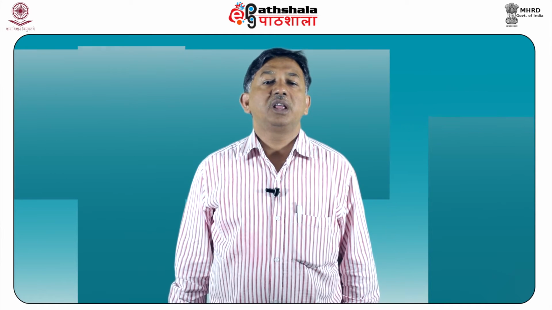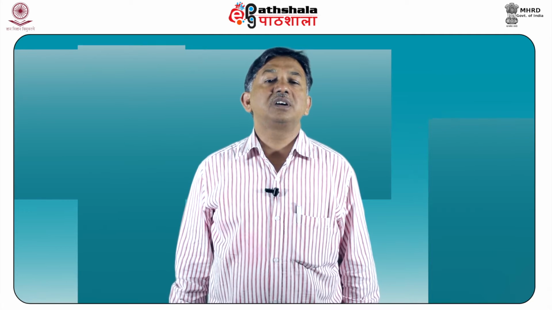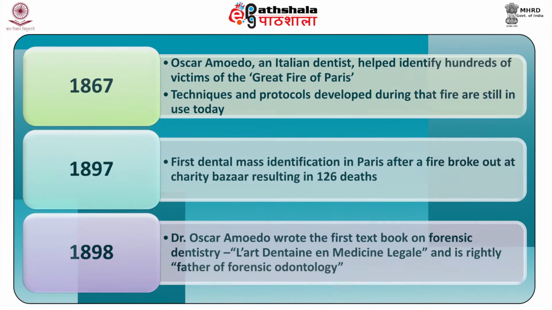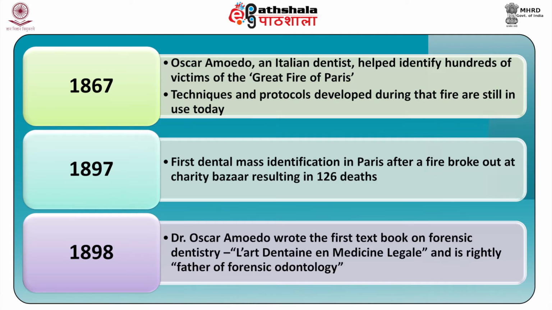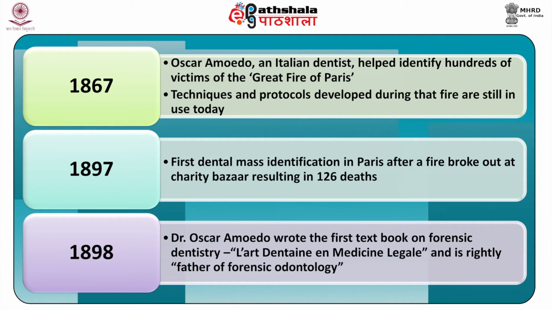In 1849, dental evidence was first accepted in a United States court in the Webster-Parkman case. Dr. J.W. Webster allegedly stabbed and dismembered Dr. George Parkman on 23rd November in Boston. It was Dr. Nathan Keep's dental identification of Dr. Parkman's dental remains which led to the conviction of Dr. Webster. In 1867, Oscar Amoedo, an Italian dentist, helped identify hundreds of victims of the Great Fire of Paris.